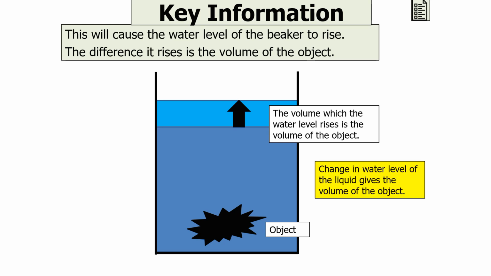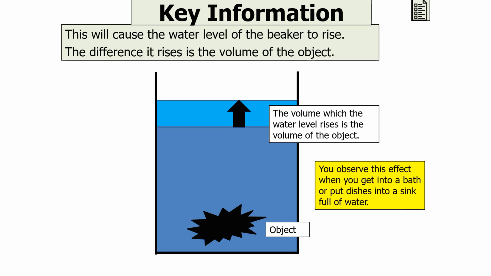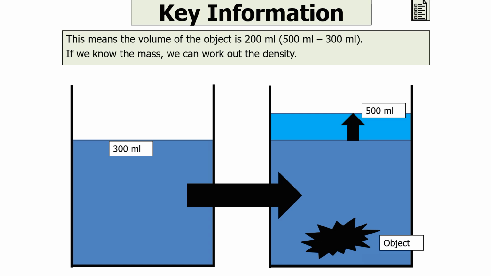So the change in the water level gives you the volume of the object. You observe this effect when you get into a bath or you put dishes into a sink full of water. So for example, if we start off with a beaker of 300 mils of water, we fully submerge an object into the beaker and it rises to 500 mils. Well, therefore the volume of the object is 200 mils, because 500 minus 300 equals 200 mils.